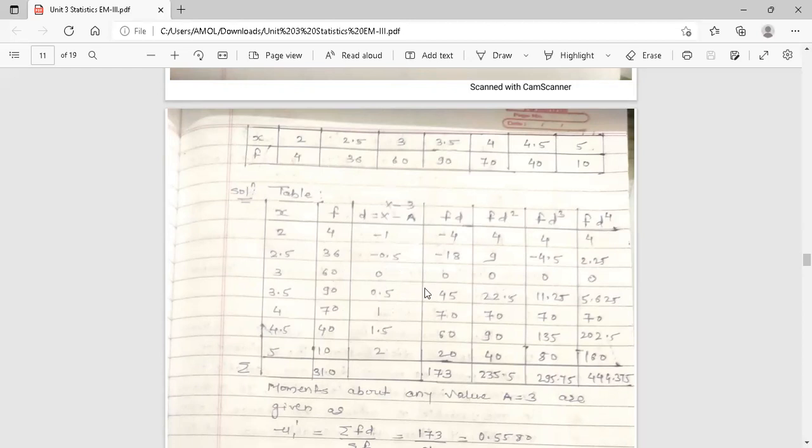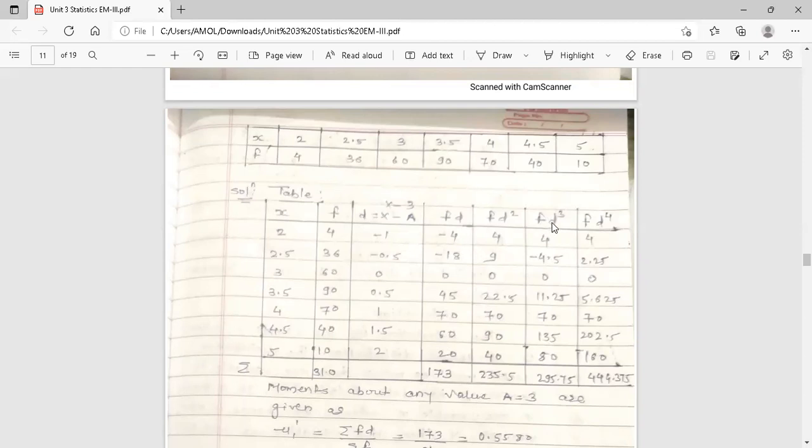Then the next column is F into D, the frequency column into D, the multiplication of these 2 columns. Do the calculation here: 4 into minus 1 is minus 4, and 36 into minus 0.5 is minus 18, and so on. Then F D square, which means F into D square. You take the square of D and multiply by F. This is the calculation of the F D square column.